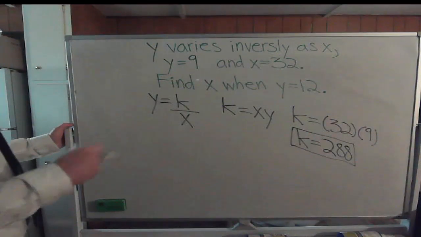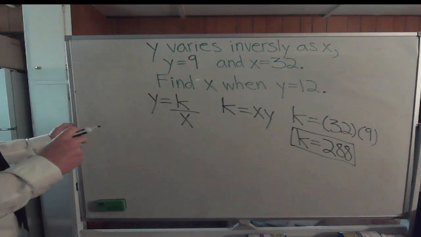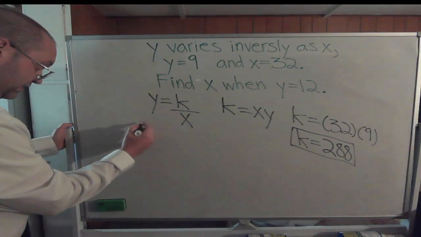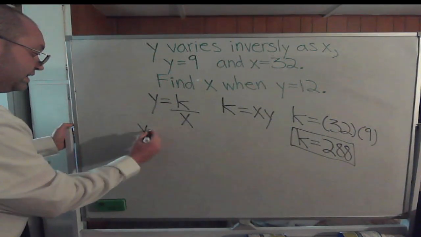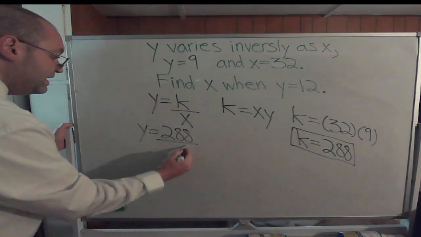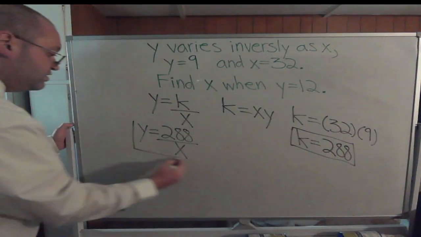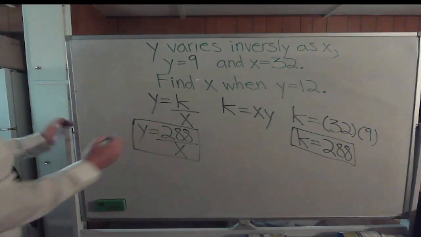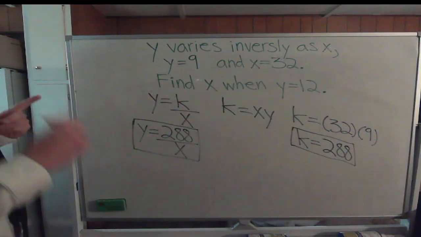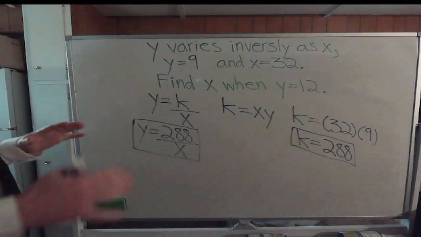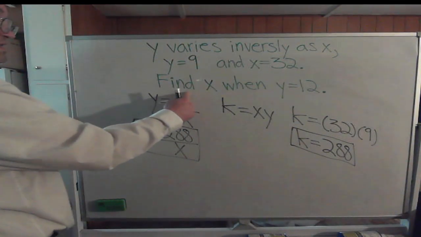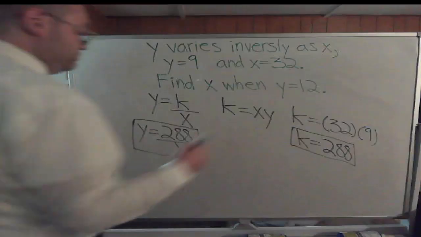So now that we found the constant of variation, let's find the new equation. Well, that's going to be y equals 288 divided by x. So the new equation that comes with the constant of variation is y equals 288 over x. So that's step 2. Now that we found the constant of variation and the new equation, we can focus on the last sentence. Find x when y equals 12.